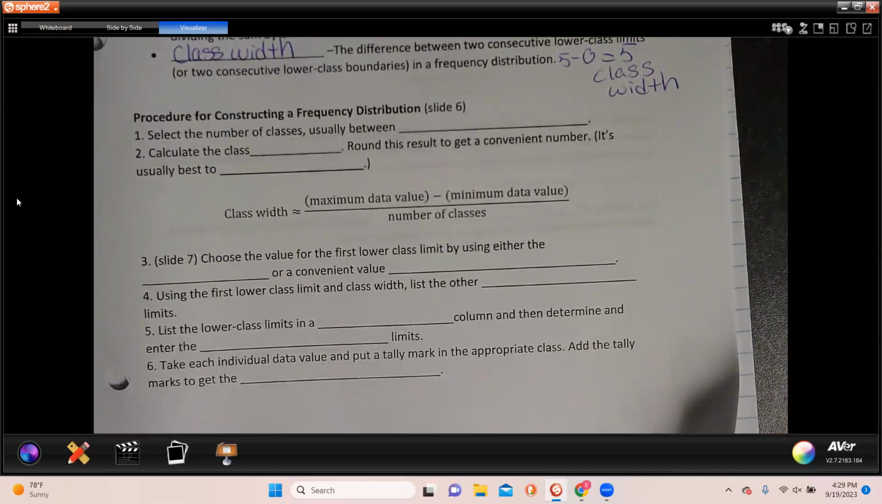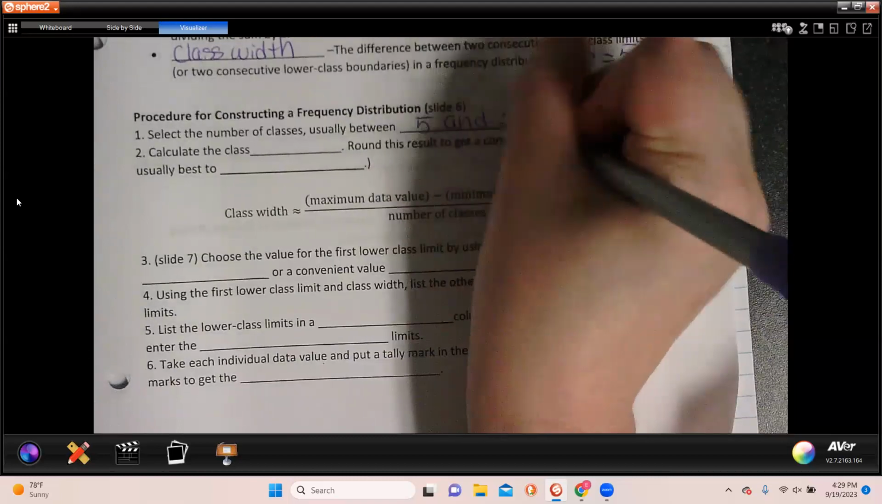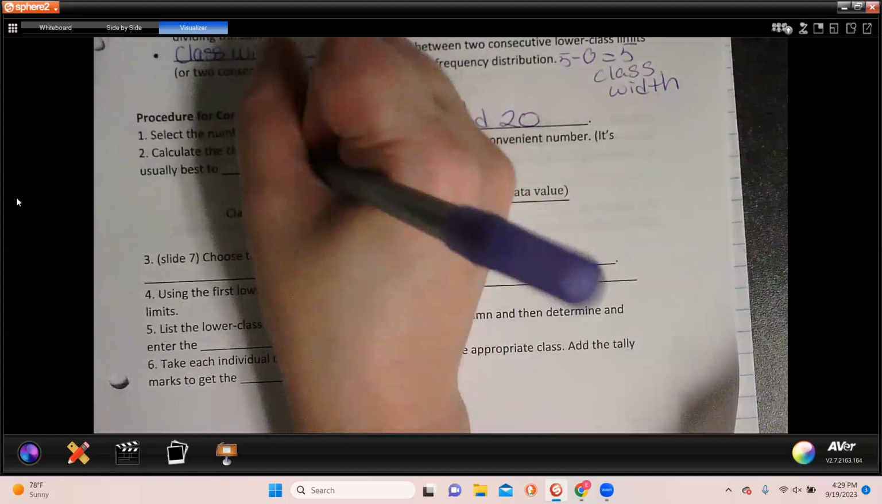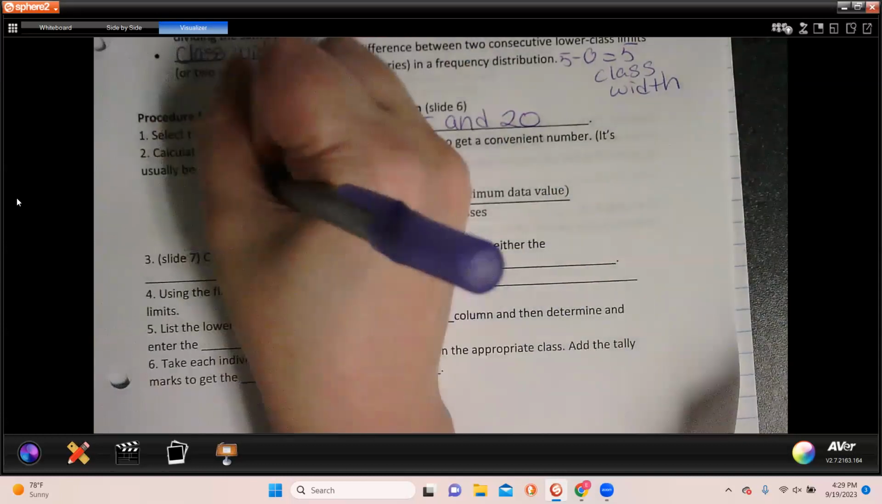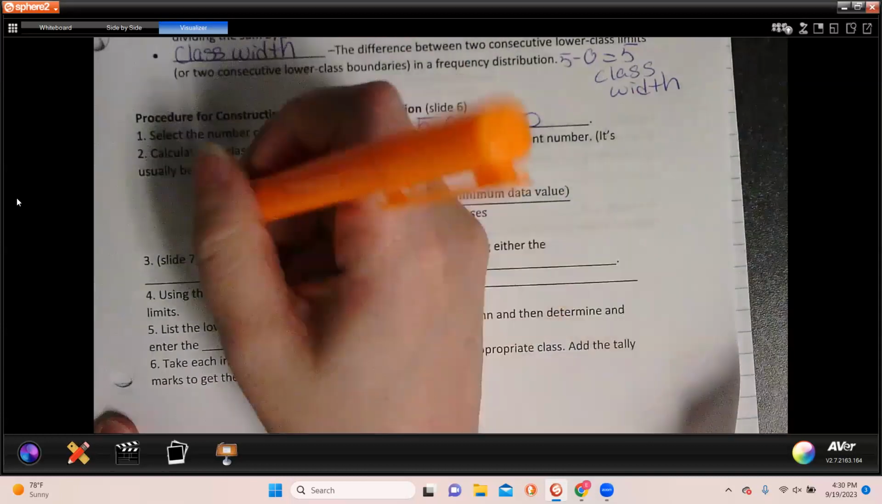So there are some procedures for constructing these things. The first thing is you need to select a number of classes. Usually this is between 5 and 20. If you go less than 5 or more than 20, you will lose accuracy. Next we want to calculate the class width. We need to know how wide to make these classes. Round the result to get a convenient number. It's usually best to round up, because sometimes if you round down, your maximum no longer fits within your classes. So here's the formula for the class width: it's the maximum data value minus the minimum data value, divided by the number of classes.